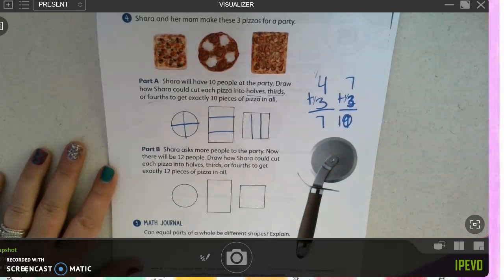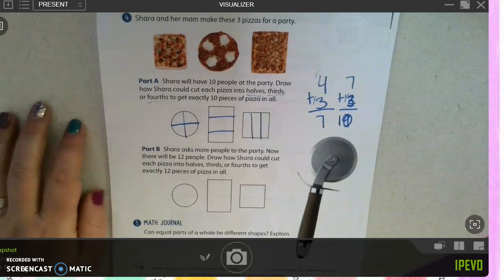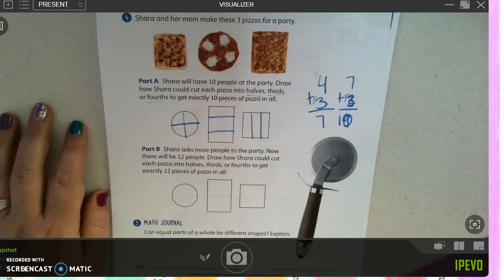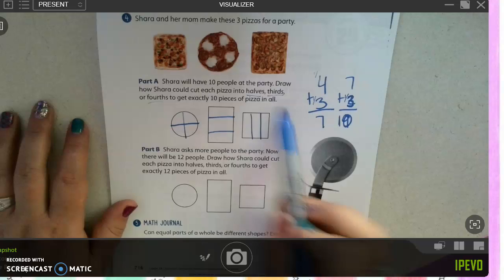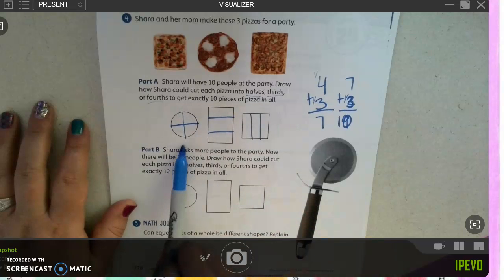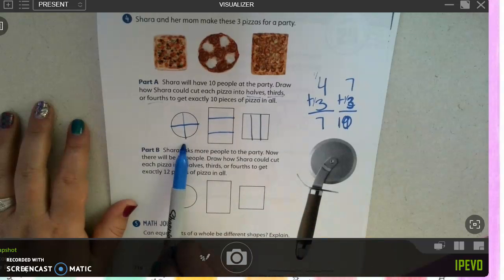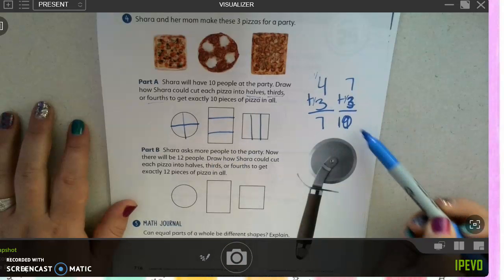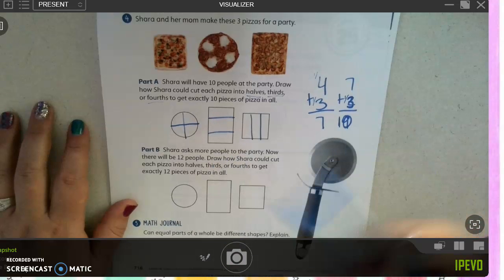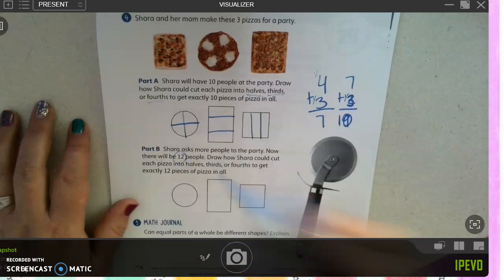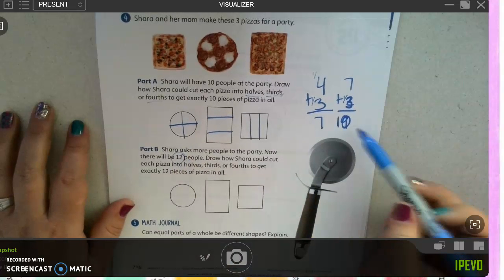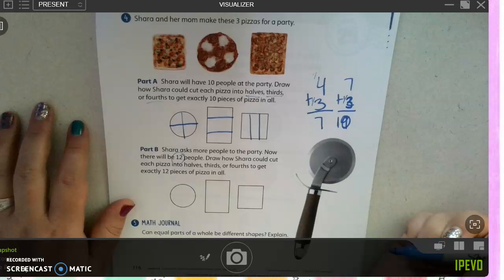Okay. Sarah asked more people to the party. Now there will be 12 people. Draw how Sarah could cut each pizza into halves, thirds, or fourths to get exactly 12 pieces of pizza in all. So let's look at what we did up here. We have one in fourths, 2 in thirds. We have 10 pieces of pizza. Now she's inviting 12 people. So we need 2 more pieces of pizza.